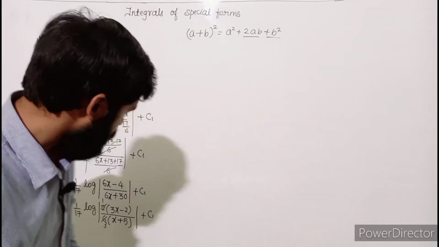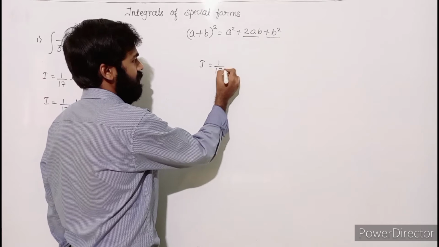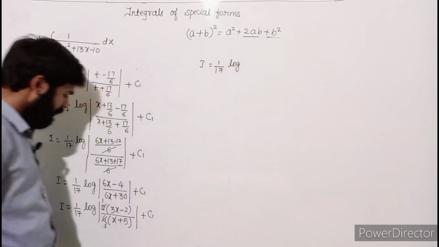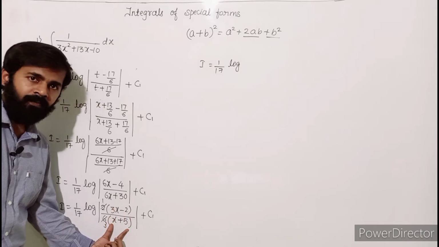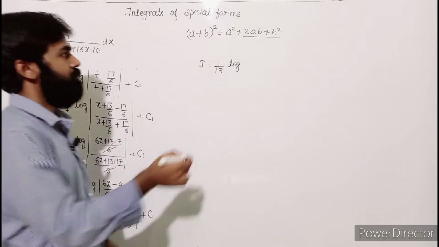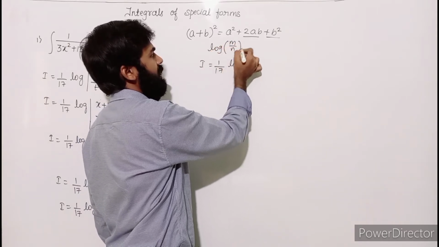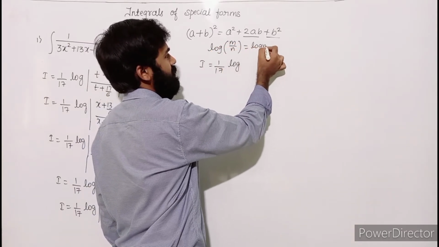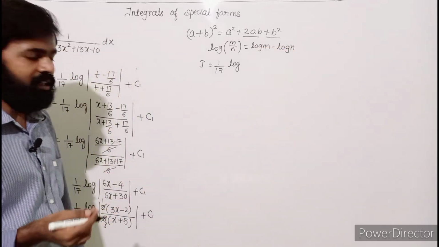Right. See, what I will do is, I equals 1 by 17 log of, whatever you have got, 3x minus 2 by x plus 5, that I will consider as m. You know the formula, log m by n. Log m by n is what? Log m minus log n. Right, log m by n is nothing but log m minus log n.